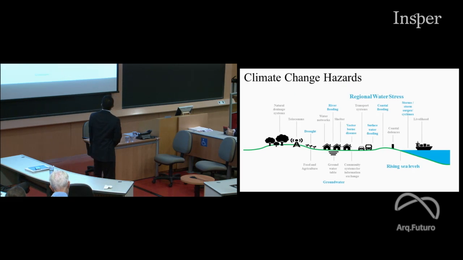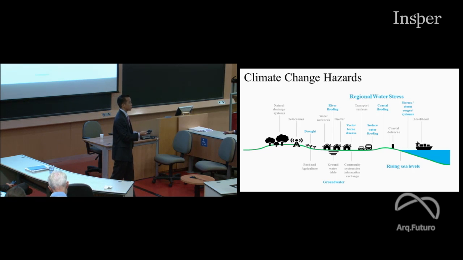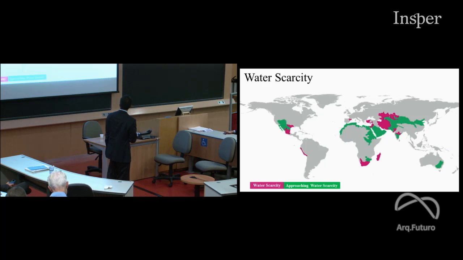Climate change hazards, I think we're all familiar with this, but we're going to have regional water stress. Places are already experiencing this. We know this. Rising sea levels are already forcing communities to move and rethink how they're going to plan their communities over the next couple decades. Groundwater depletion is causing issues. Surface water flooding and drought. All of these things are going to get worse as climates change.